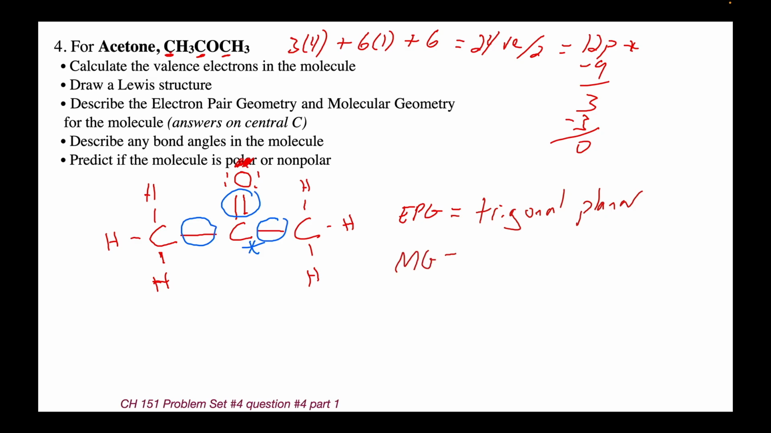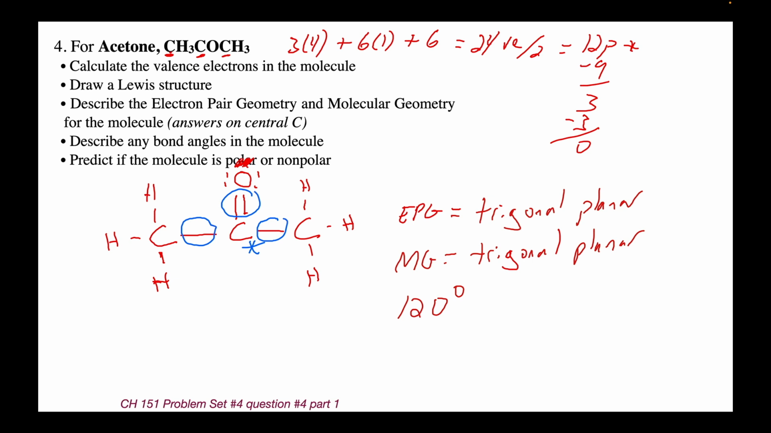Now, there are no lone pairs, so EPG and MG will be the same. So this is also called trigonal planar for the molecular geometry. The bond angles around trigonal planar systems are 120 degrees, if you look on that same thing.